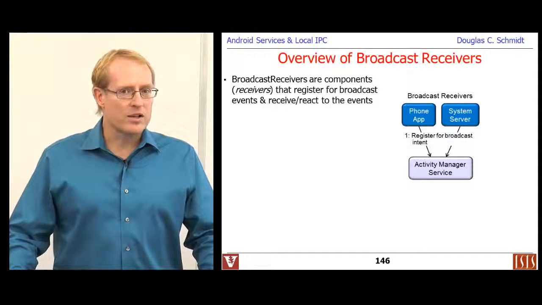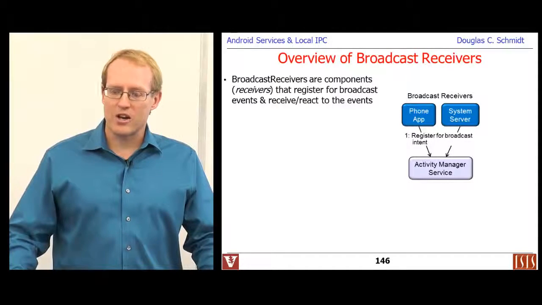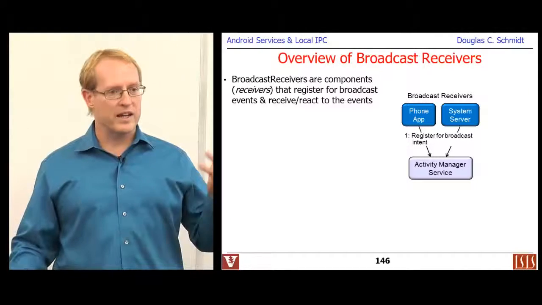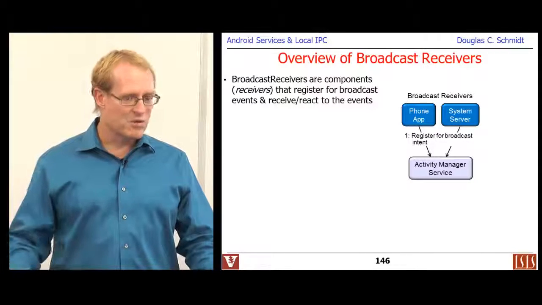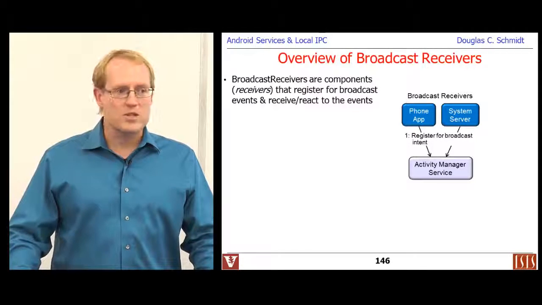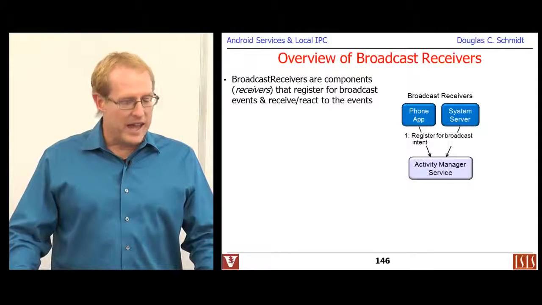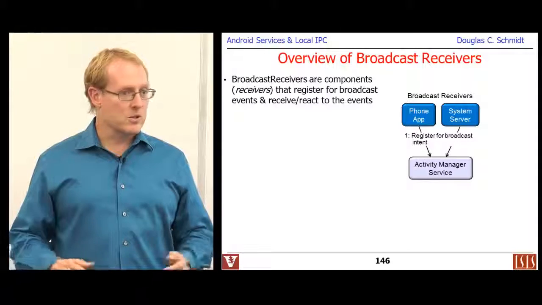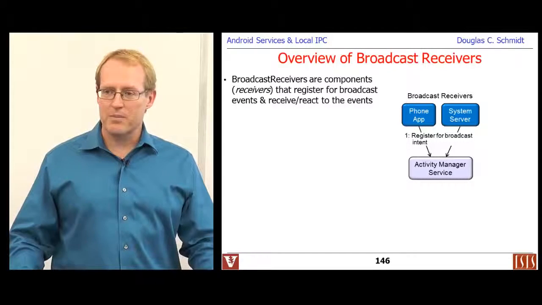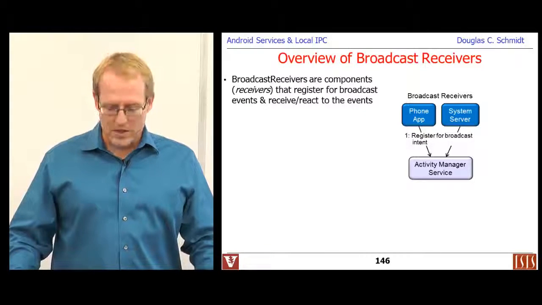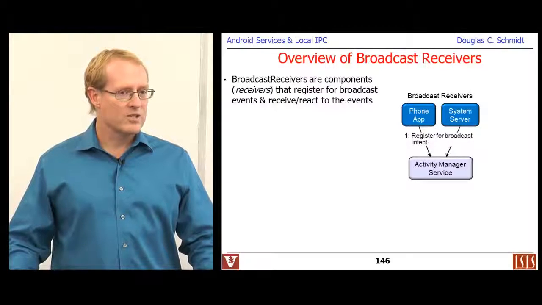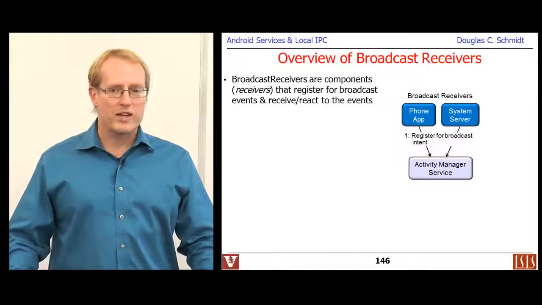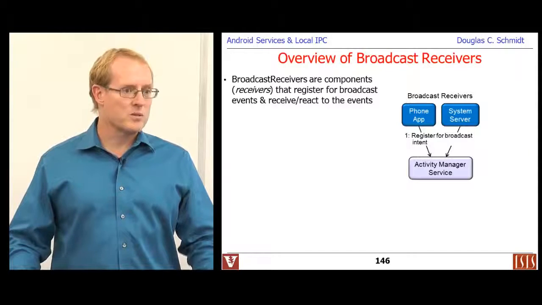So first, let's talk a little bit about what broadcast receivers are in the first place. They're essentially components, just like a service is a component, an activity is a component, a content provider is a component, that can be used to register for broadcast events and then receive and react to those events in some way or another. And you'll see that they're used very heavily throughout Android. One example is in the system service, which registers for broadcast intents on various things. There's also things like the phone application, which registers for broadcast intents on various things. And I'll show you some examples here in a second.